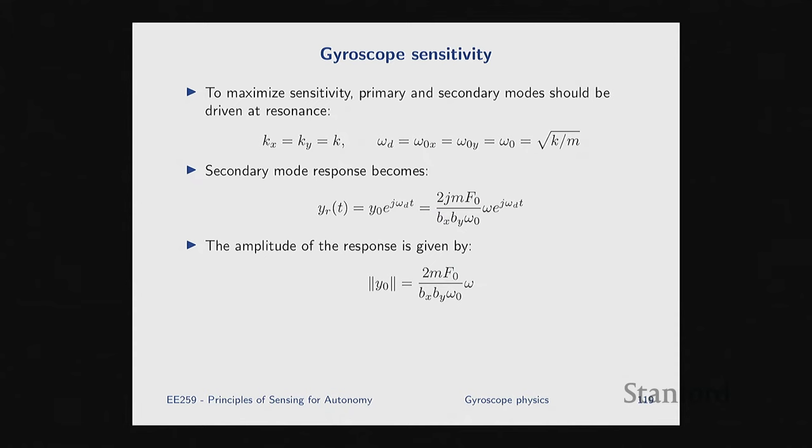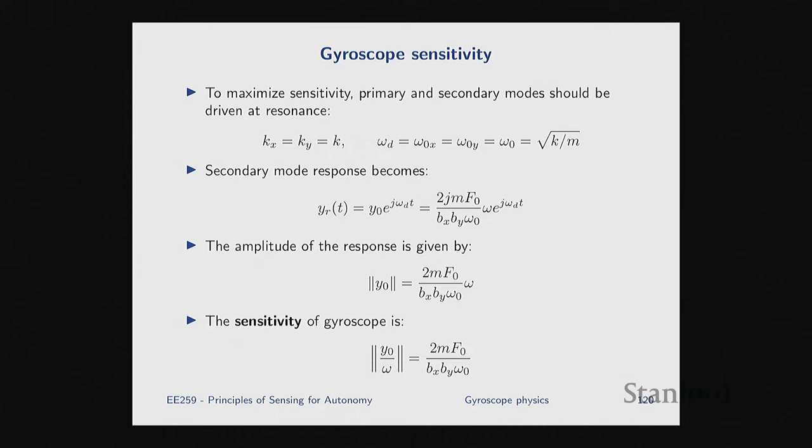What matters at the end of the day is exactly like the case of the accelerometer, you measure capacitively, as we'll see, the amplitude of this secondary motion, and the e to the j omega dt term goes away, and that's basically your amplitude response. So it's just some sensitivity factor times the angular velocity omega, that's basically the sensitivity. Another thing that, as you can see from this expression, helps with the sensitivity is for your damping factors to be small.